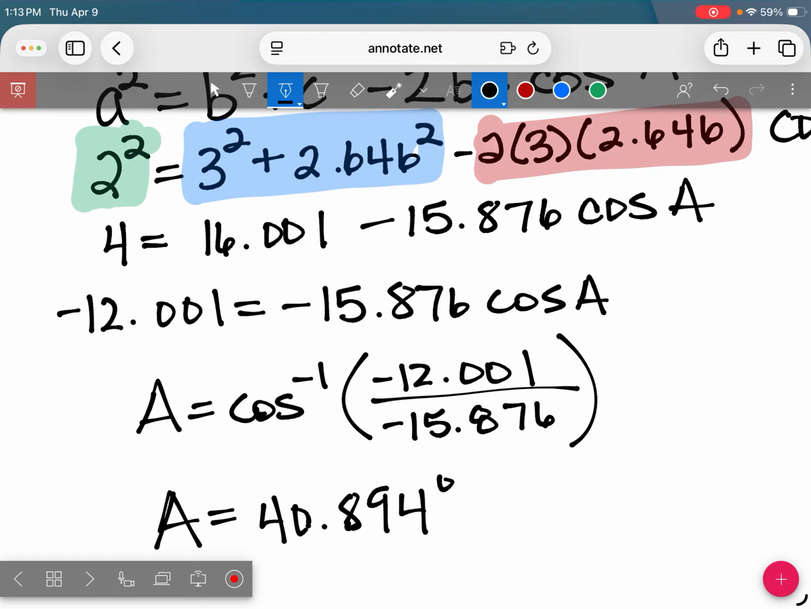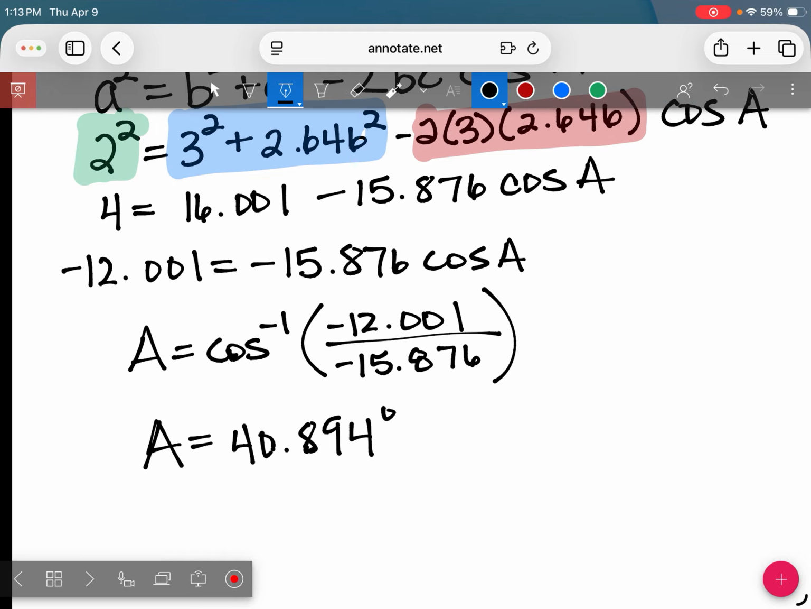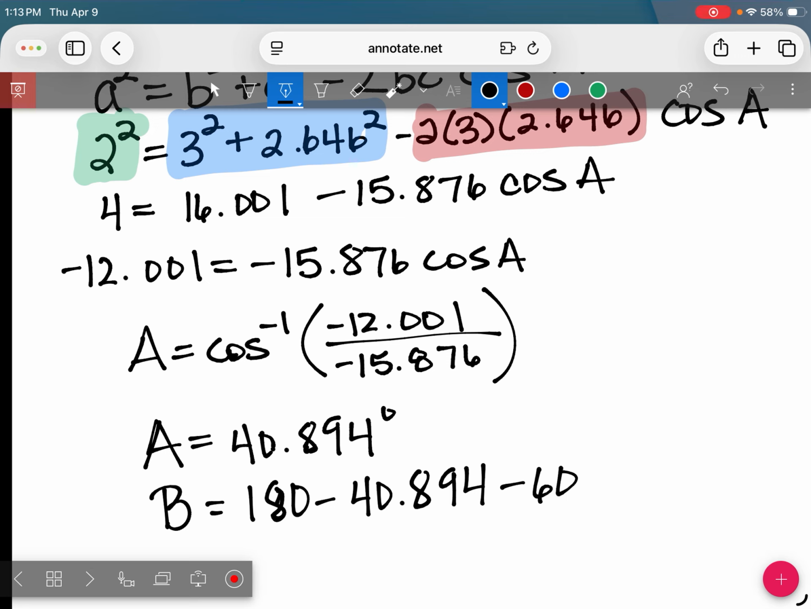All right, who got 40.894 for big A? All right, good. So now to find our last one, which is angle B, we're going to take 180 minus that 40.894 minus 60. And I got 79.106 degrees for big B.